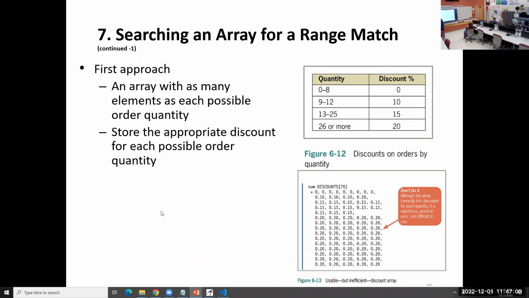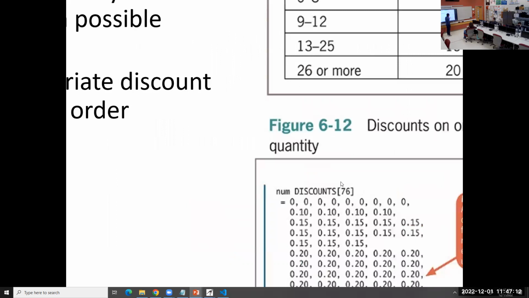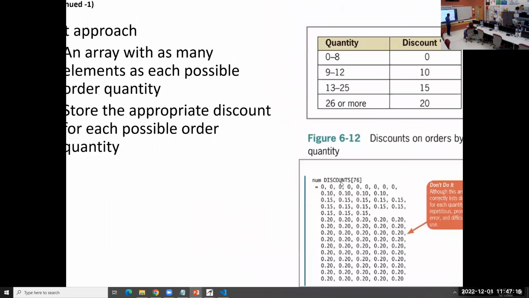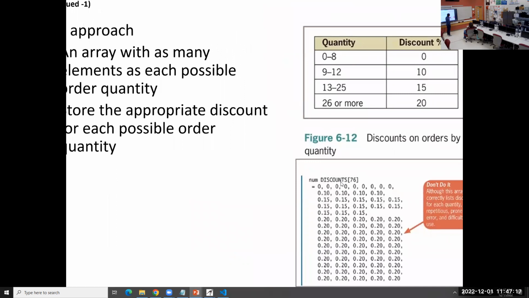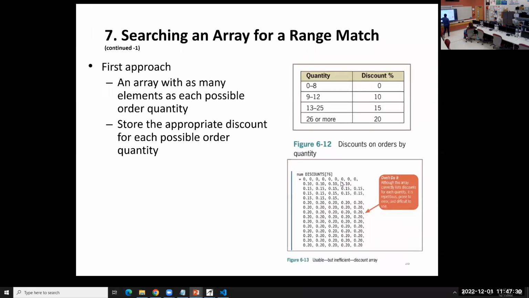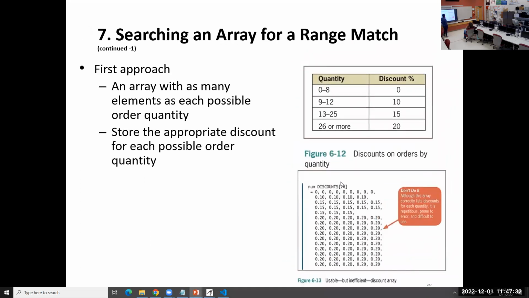You can work with an array with as many elements as the possible quantity. Think about you have the discount here, right? If you have discount numbers for this one, you have 76 elements here, right? So what happens if you have discount 0, you have no discount, right? If you have a discount of about 20 here, it might be 20%, right? Store the appropriate discount for each possible order quantity.